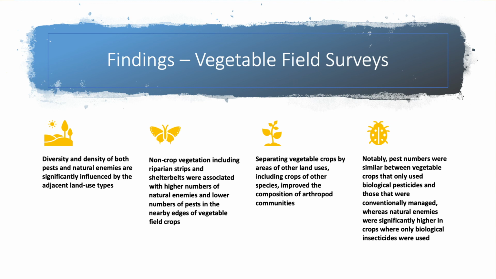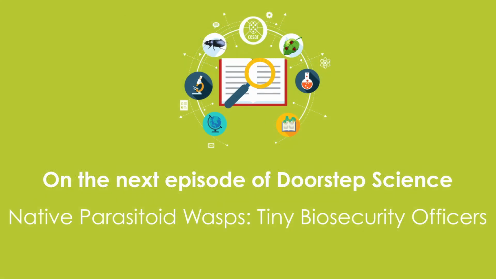Collectively, the findings from our vegetable field surveys, together with the results of our in-field trials testing the efficacy of flowering strips and trap crops, will be used to inform the development of our habitat manipulation management guidelines for Australian vegetable growers.